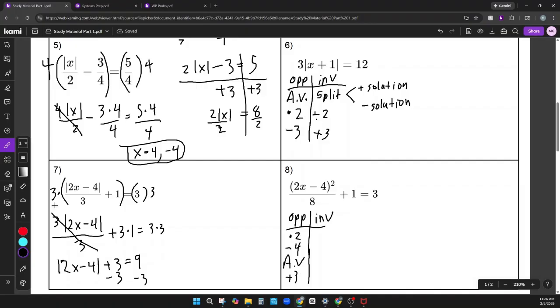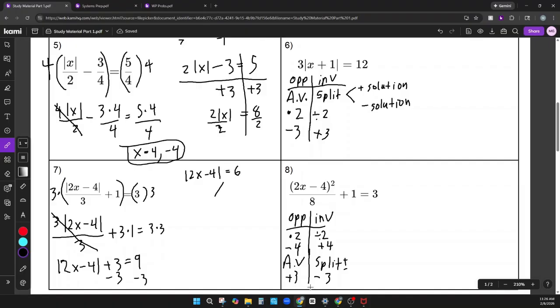The reason I did minus 3 first is because I recognize that was the last thing that happened to my x value. So that's the first thing we get rid of. We do minus 3. We do the split into positive and negative. We do plus 4. We do divide by 2. So minus 3, that's going to give us absolute value of 2x minus 4 is equal to 6.